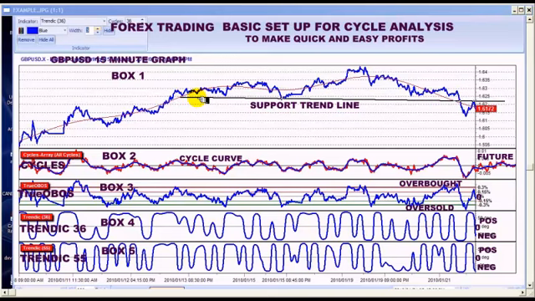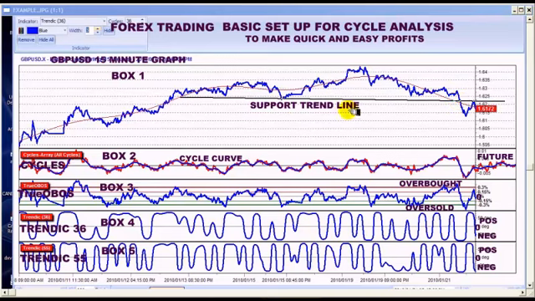Support will connect the bottoms of the price. A resistance trend line will connect the tops of the price. And we use these trend lines in a technique called breakout trading, which I'll show you in the examples further on. Breakout trading is a technique that we use when a price breaks the support trend line. We call that a breakout, and we put that price on the trading platform.